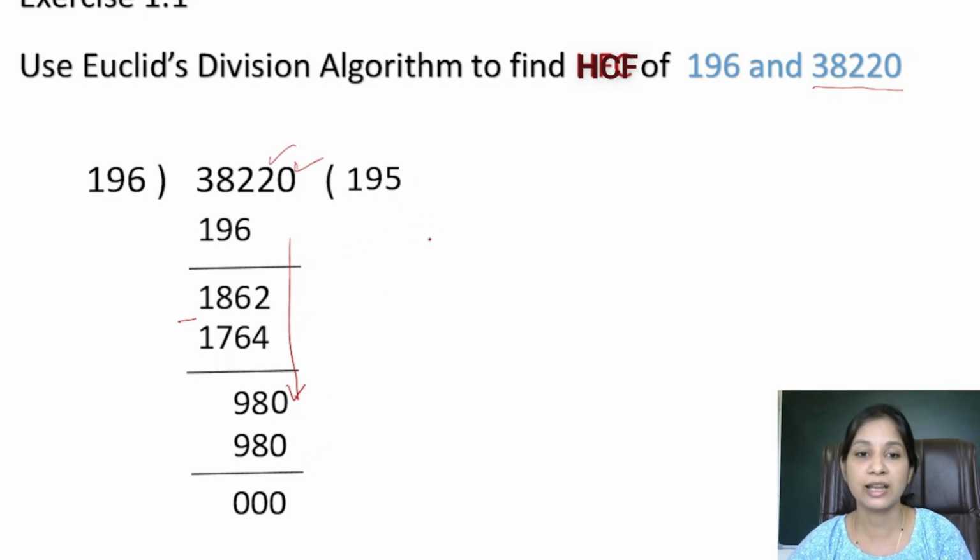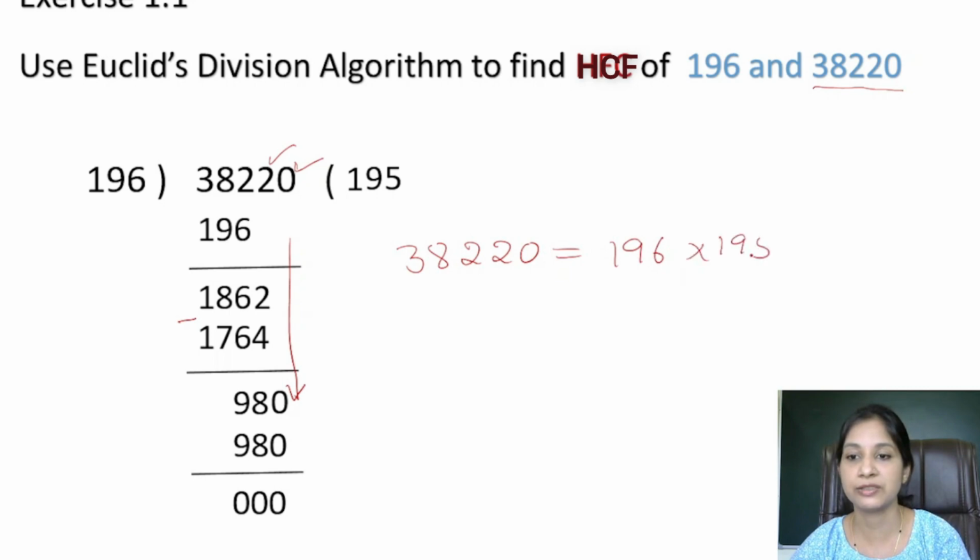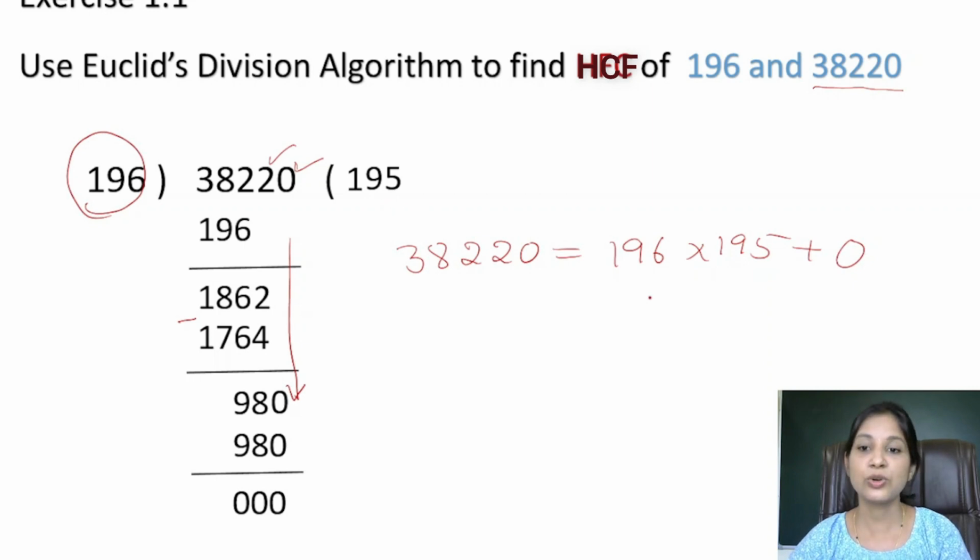So how can I write 38,220 equals 196 multiplied by 195 plus 0. Yes, here what is the divisor? 196 is the divisor, right? So this divisor is nothing but the HCF for these two numbers. 196 is the HCF of the given example.